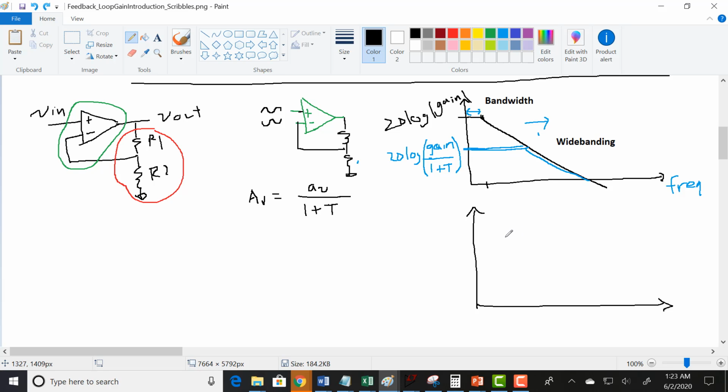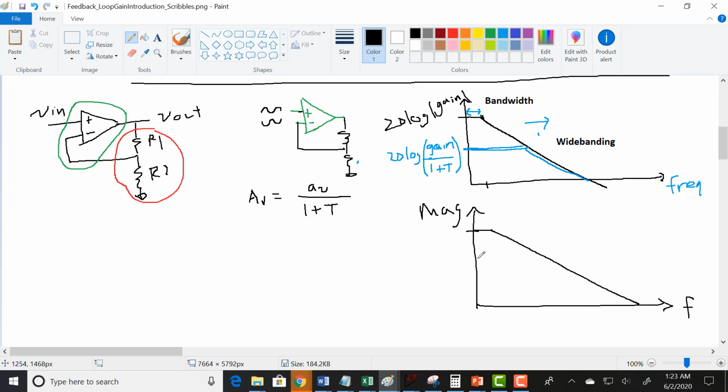Let's do narrow band like it is up there. We've got that, and this is your 20 log of gain. So this is still magnitude. This is still a magnitude plot, and this is still a frequency plot here.